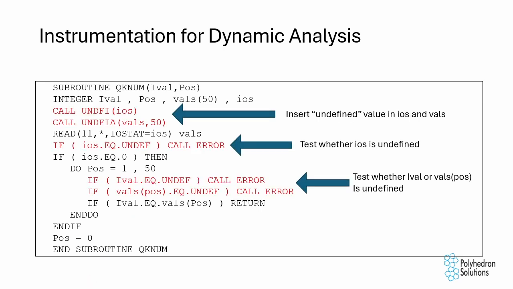SPAG can detect errors like that by instrumenting the code. First of all, it inserts calls which undefine certain variables. Well, it does that by inserting a special undefined value in those variables. And then whenever a variable is used, it checks it to see whether it's still undefined. And if it is still undefined, then it can report an error which you can retrieve at the end of the run.